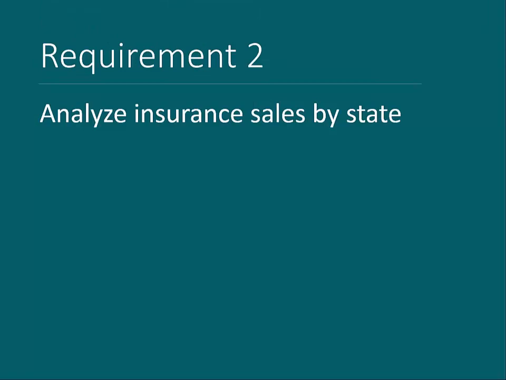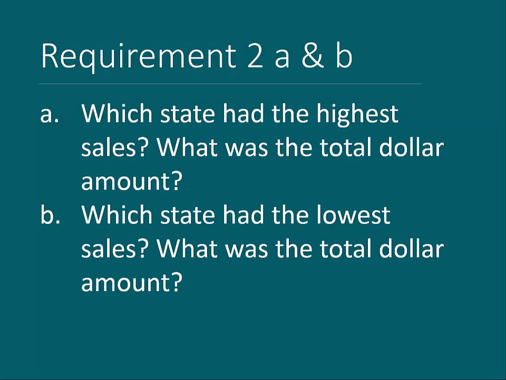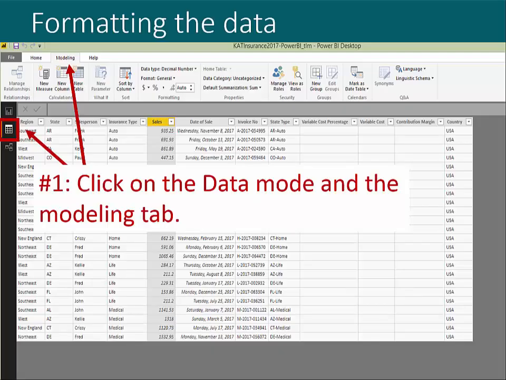For the second requirement, we need to analyze insurance sales by state. Requirement 2A and B. Which state had the highest sales? What was the total dollar amount? Which state had the lowest sales? What was the total dollar amount?